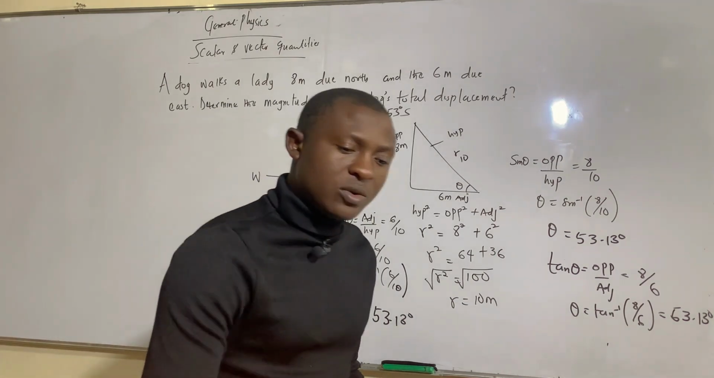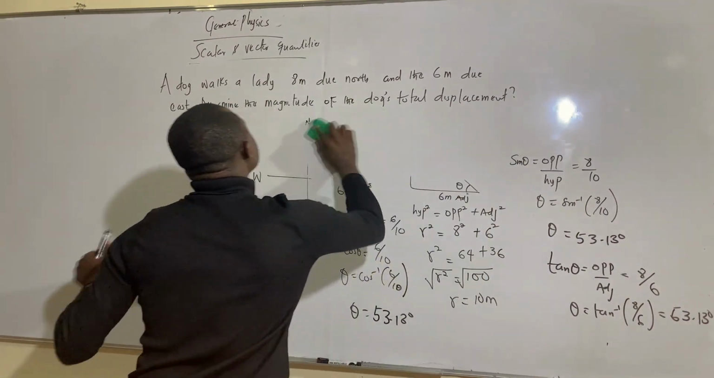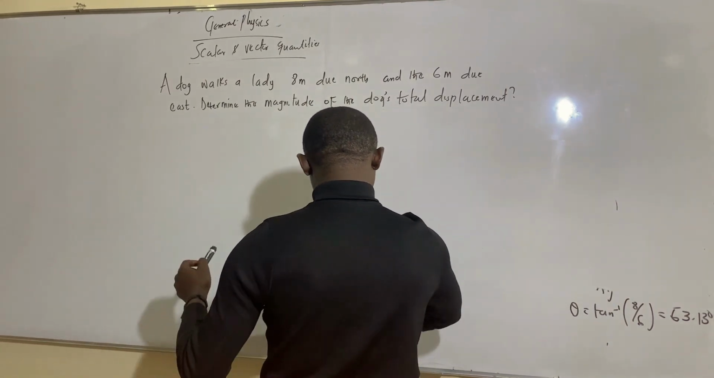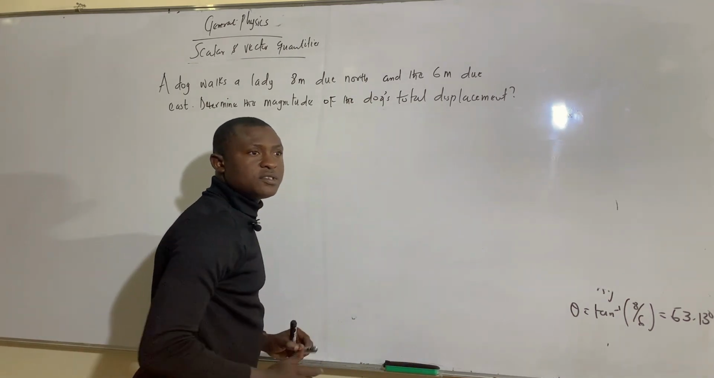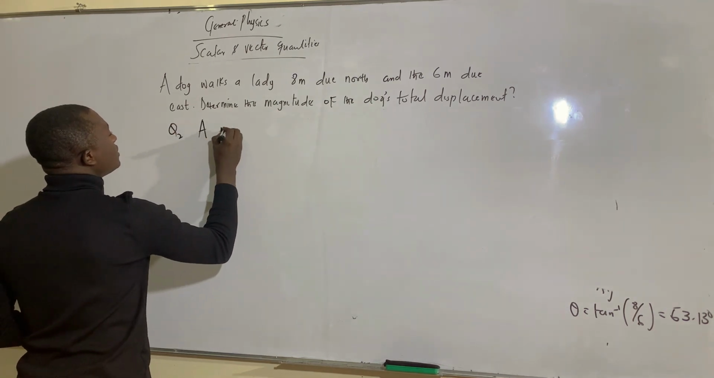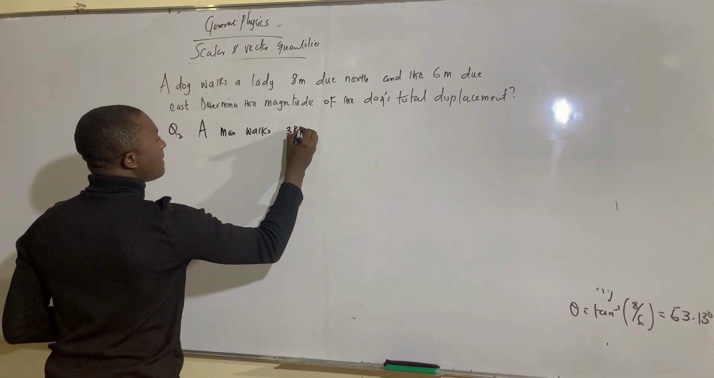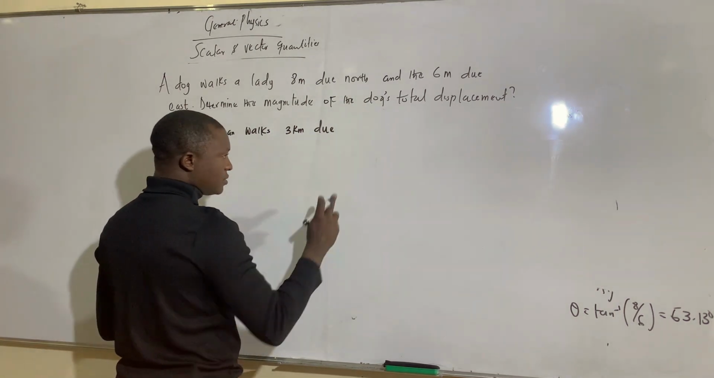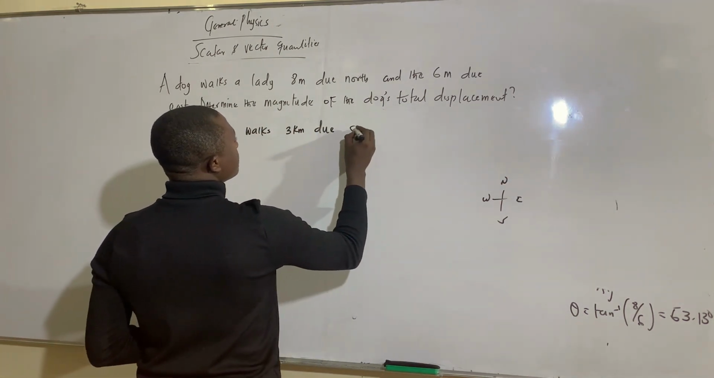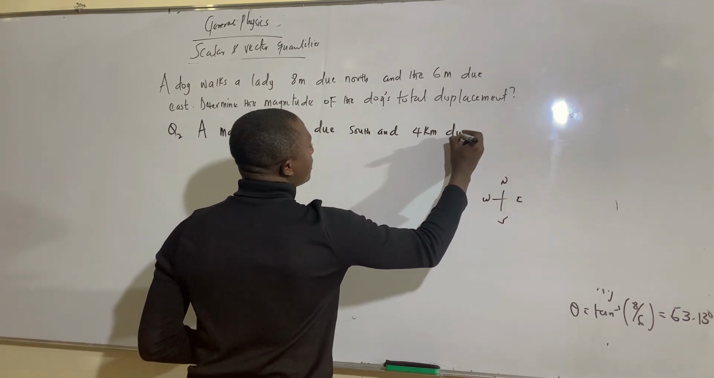So let's solve one more question so that we move to the other main part that we need to talk about here. Let's say the problem says a man walks, let's say, 3 kilometers due, I want to just change it, due south, and 4 kilometers due west.